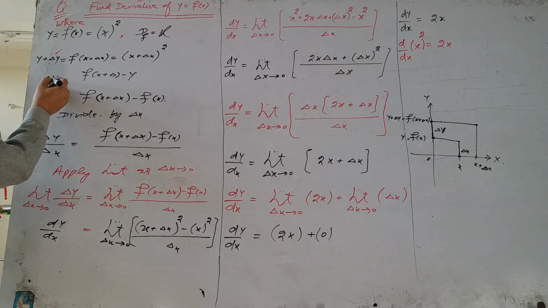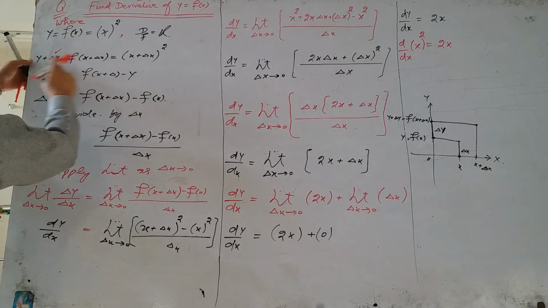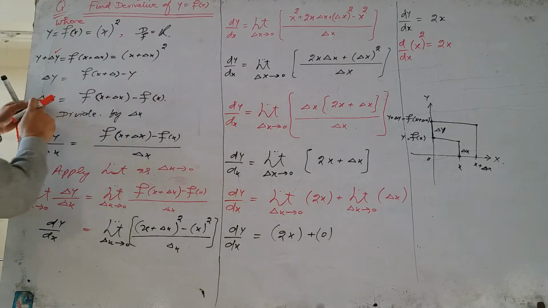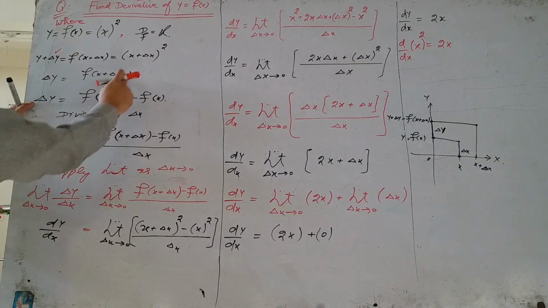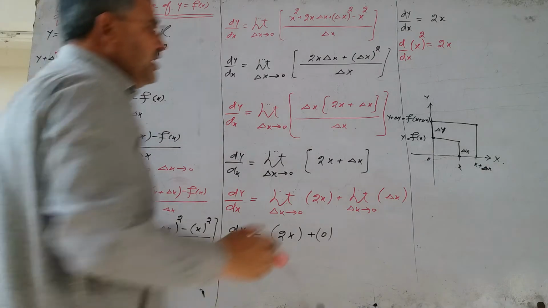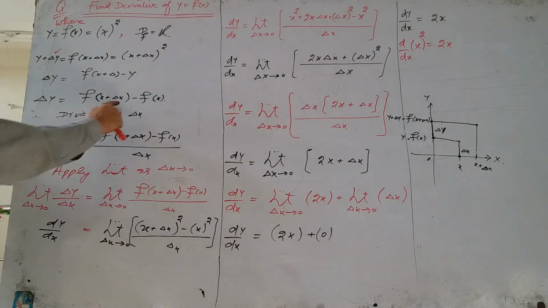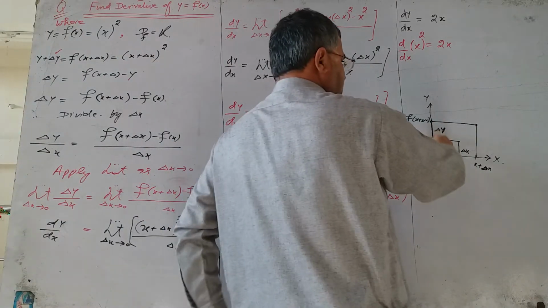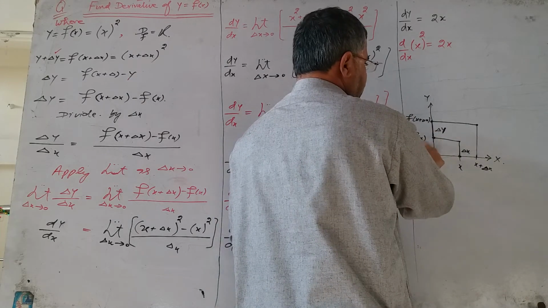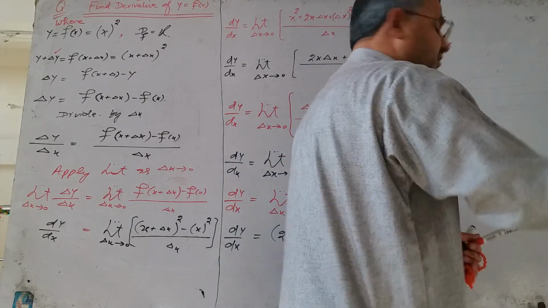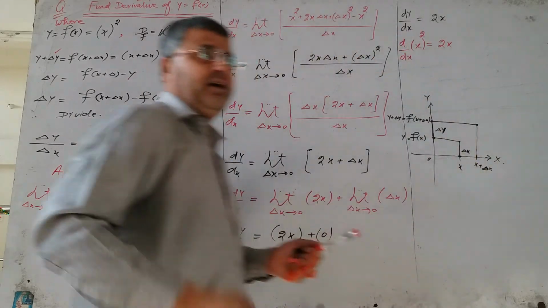The change in the dependent variable is del y equal to f of x plus del x minus y, or it can also be written in the form del y equal to f of x plus del x minus f of x. That is, y is also denoted by f of x. This is the change in the dependent variable, that is f of x plus del x minus f of x, and this change is due to the change in the independent variable.